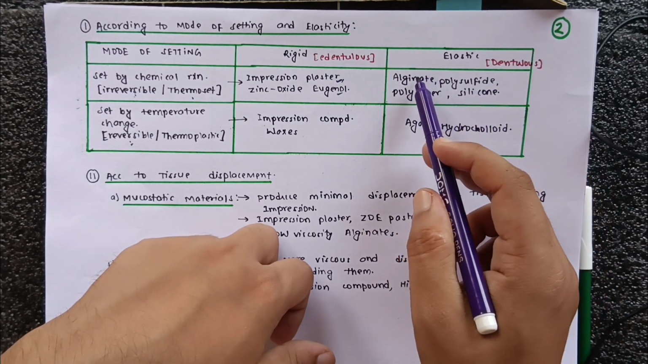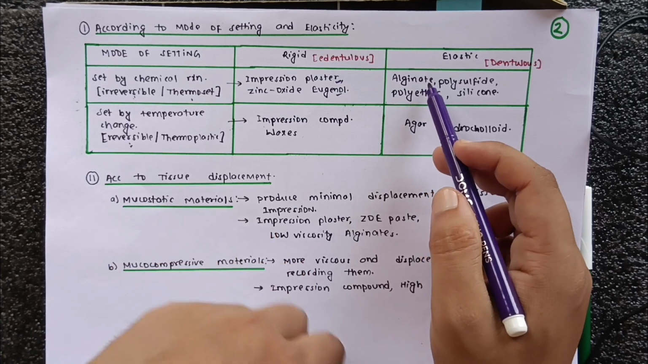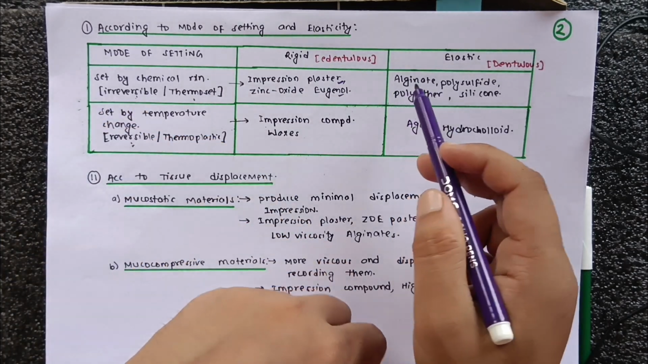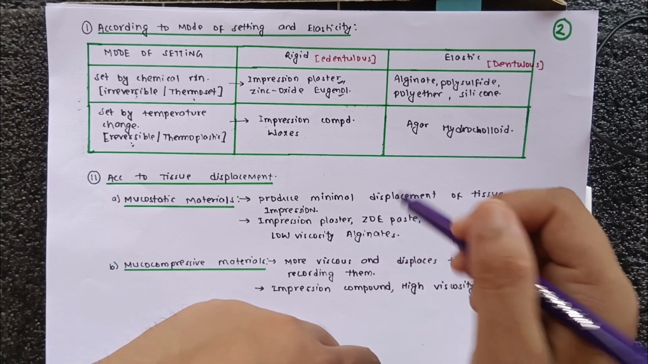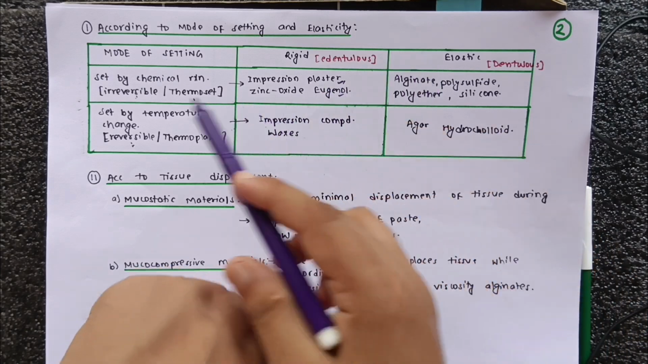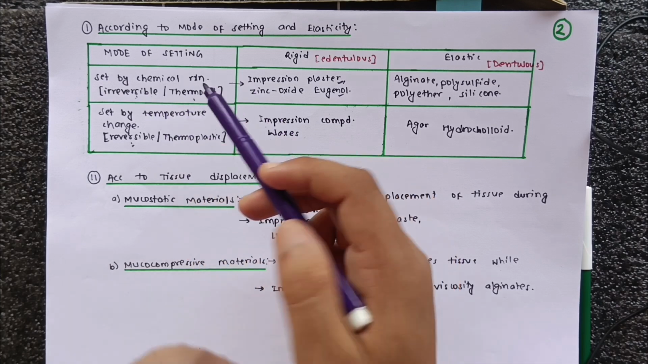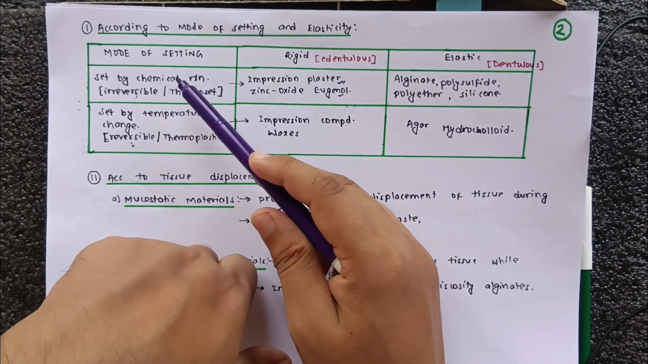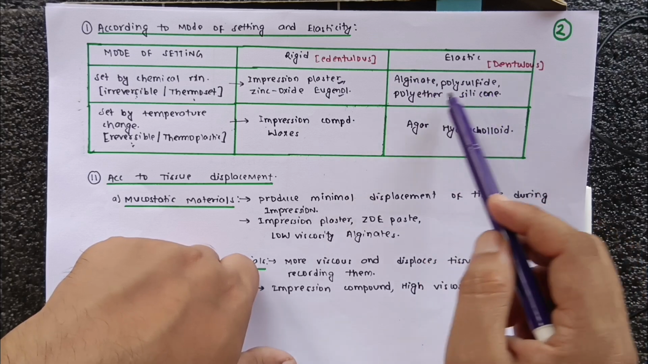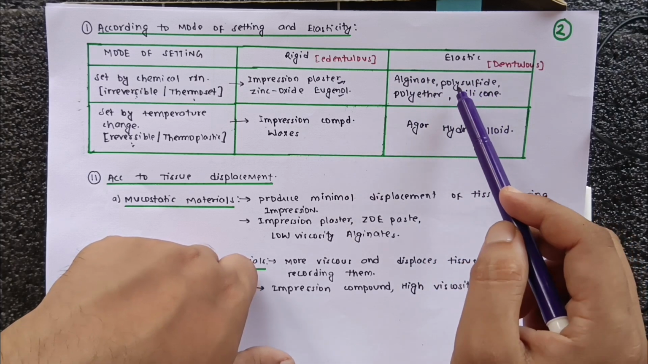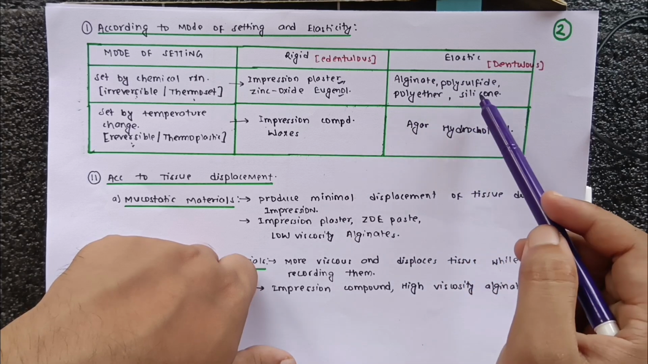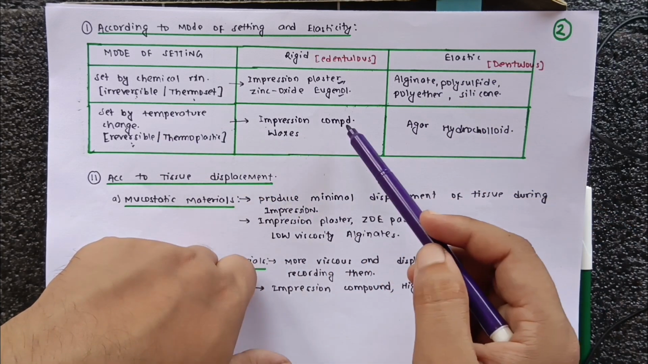So this alginate is the reversible hydrocolloid. Sorry, it is an irreversible hydrocolloid. So it is coming under the hydrocolloid. In an upcoming classification I will show you that, but for now just remember this much: the impression materials that come under the chemical reaction section are the impression plaster, zinc oxide eugenol, alginate and other elastomeric impression materials. The elastomeric impression materials are polysulfide, polyether, silicon, and the temperature change is the impression compound.